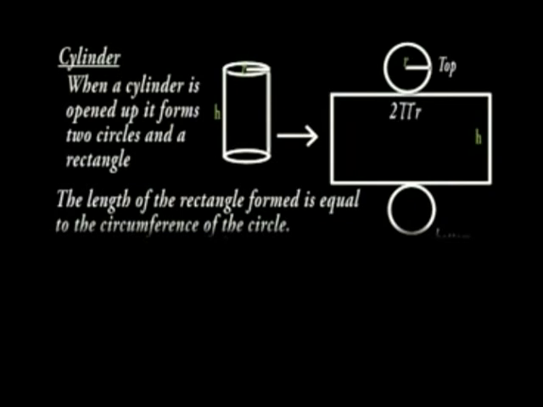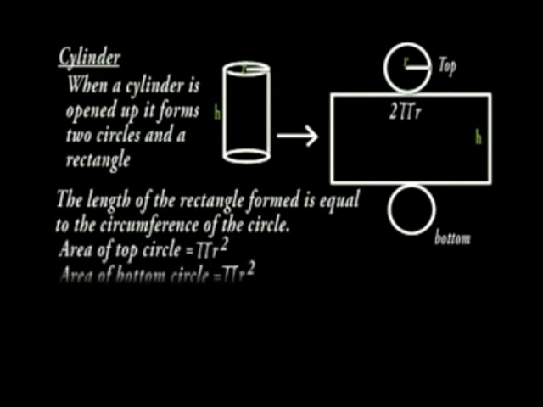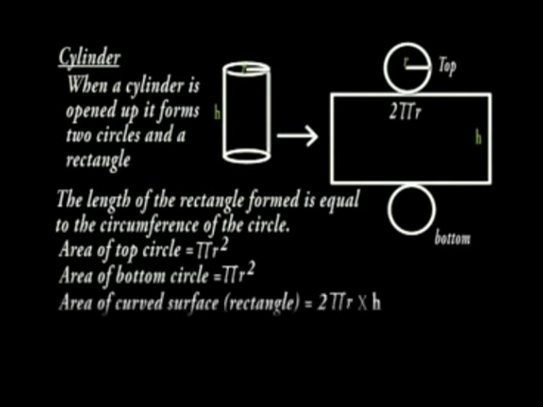Cylinder. When a cylinder is opened up, as shown, it forms 2 circles and a rectangle. The length of the rectangle formed is equal to the circumference of the circle. Area of top circle is pi r squared, and so is the area of the bottom circle. Area of the curved surface, which is the rectangle now, is 2 pi r times h.